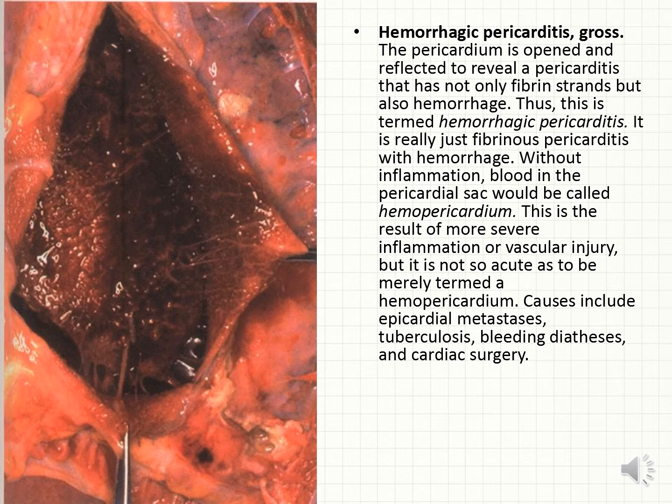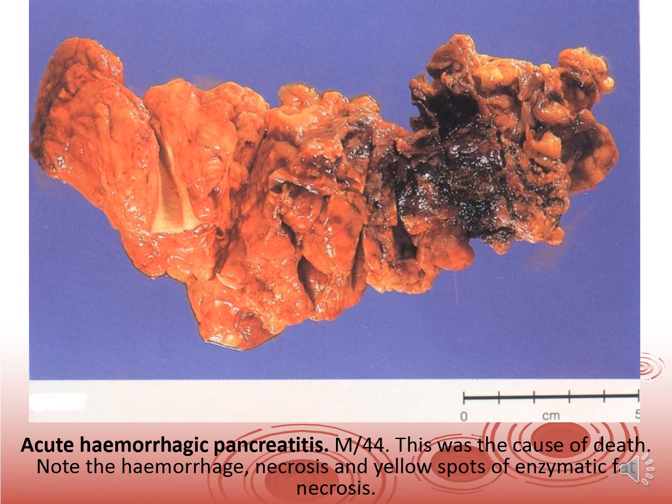And it can happen in various severe pathologies. Here you see the acute hemorrhagic pancreatitis, which was the cause of death of the patient. Here you see the area of necrosis, we see the hemorrhages, and yellowish spots of enzymatic fat necrosis.